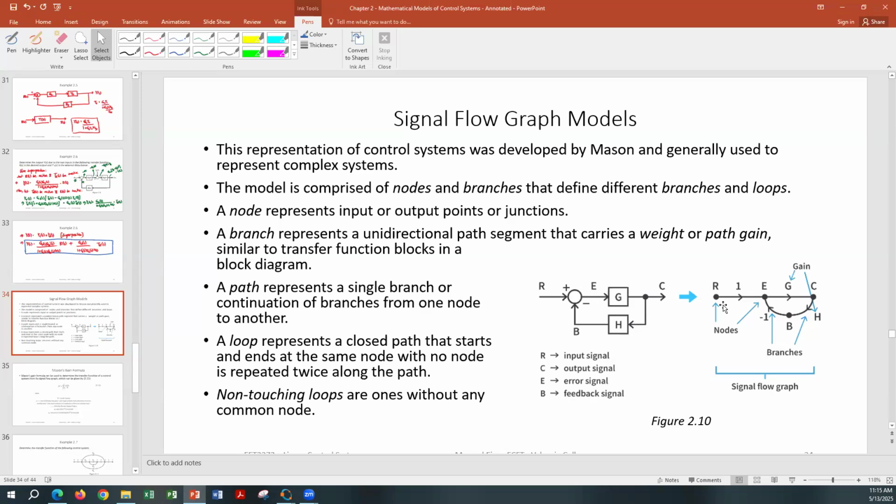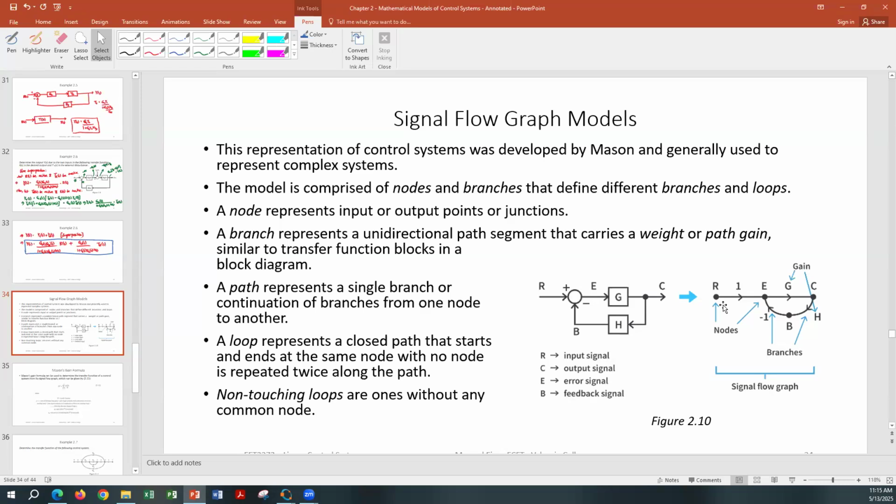So each signal is going to be represented as a node, and the gain, or the transfer function, of each block is going to be represented as the weight of each line. And then you have the branches, as you can see, to represent the gain. So every block diagram can be represented in a signal flow graph. And once you have a signal flow graph, then we can apply Mason's gain formula to write down the transfer function.